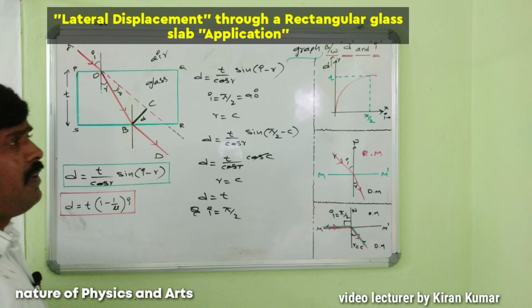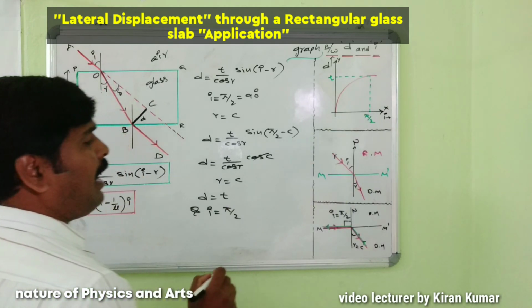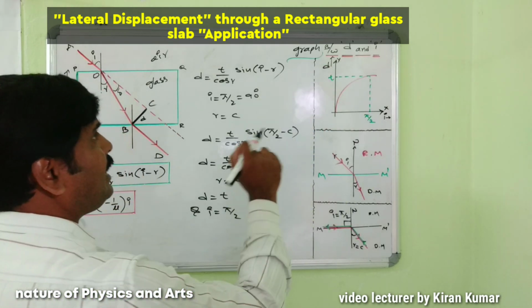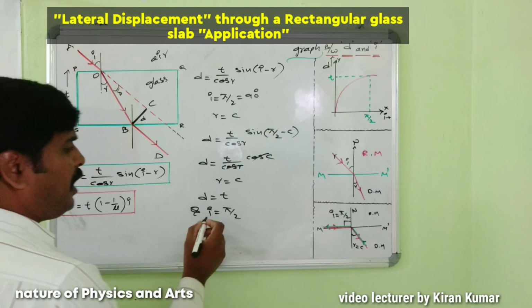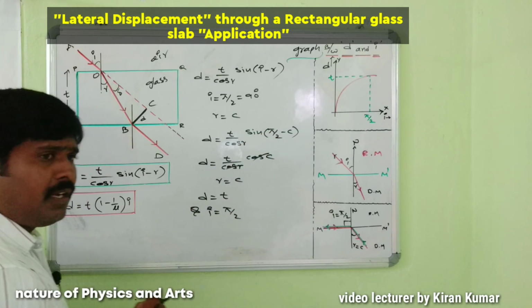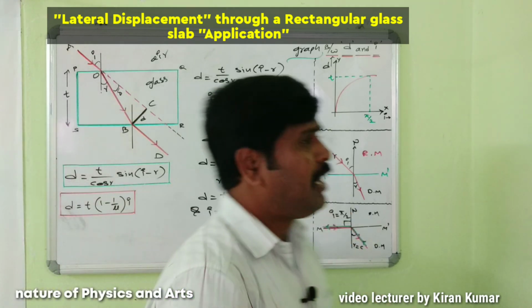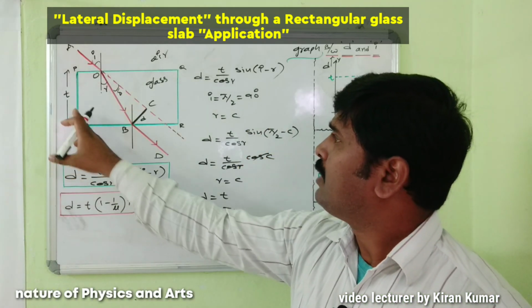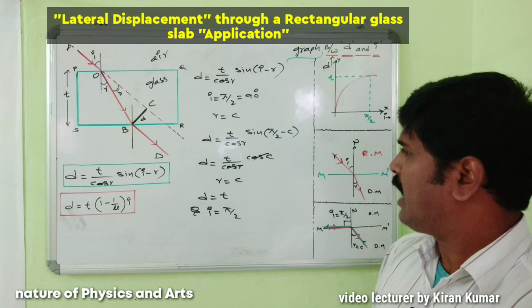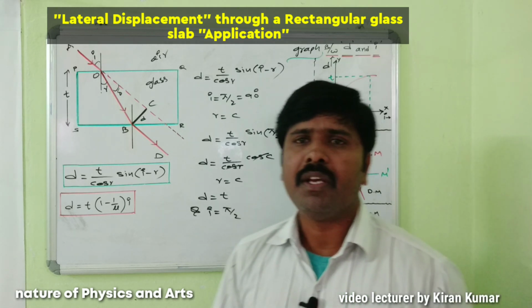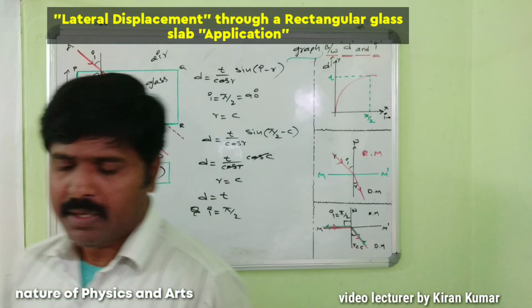See in the graph, on the x-axis is the angle of incidence and on the y-axis is the lateral displacement. Whenever the angle of incidence is 90 degrees, the lateral displacement is equal to the thickness of the glass slab. Okay, next application we can discuss continuously.